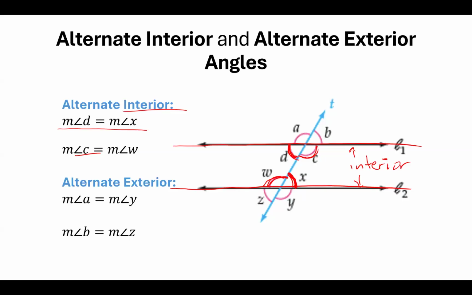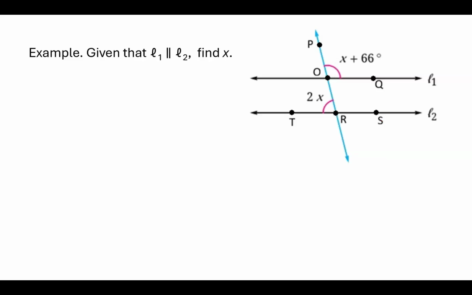Similarly, alternate exterior angles now would be A and Y. These are outside of the lines, on the outside of those lines. So A matches with Y and B matches with Z. All of those angles we're giving a special name because they have the same measurement.